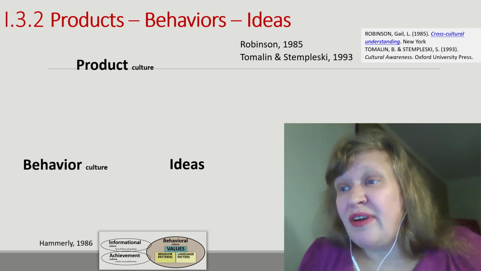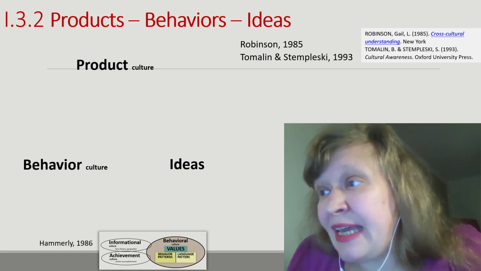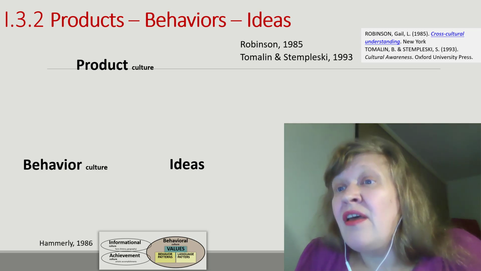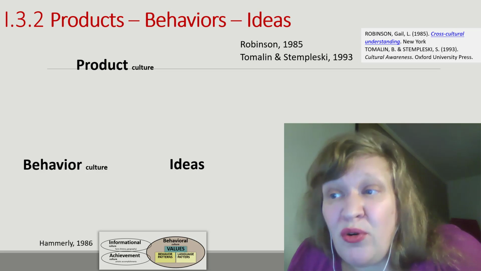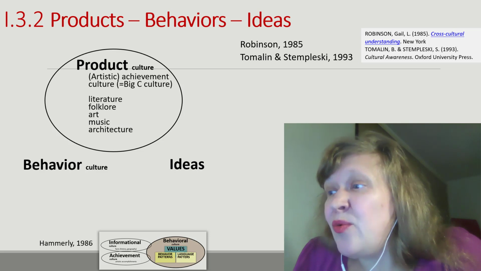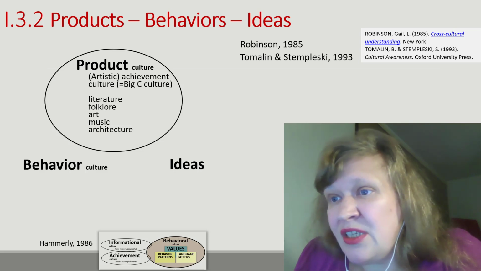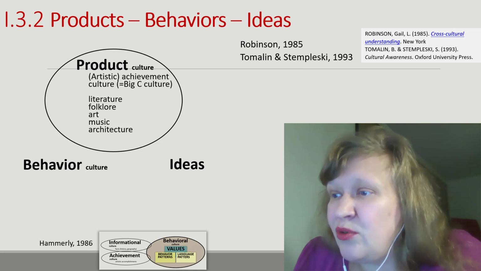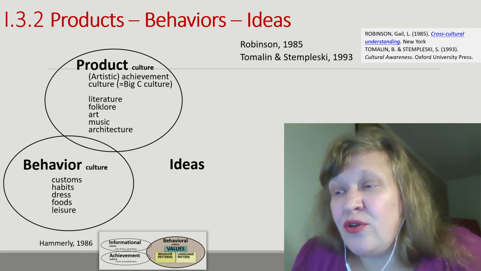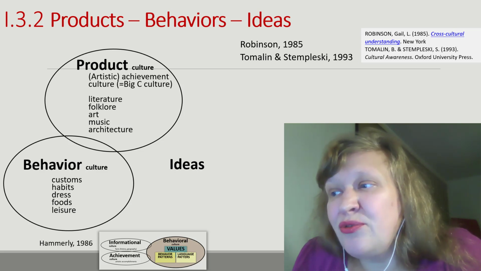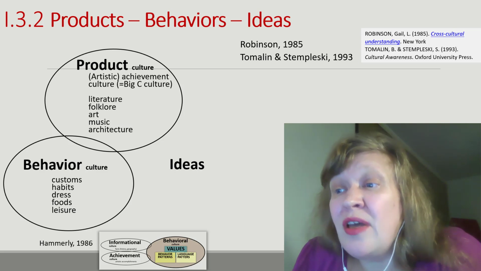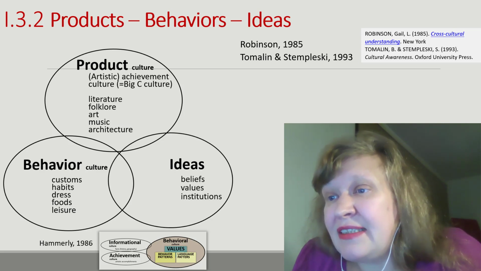Based on these categories, Tomalin and Stempleski suggested another threefold typology of culture. This typology comprises product culture, or achievement culture, or big C culture, which refers to artistic achievements, literature, folklore, art, music, and architecture; behavior culture, which refers to customs, habits, dress, foods, and leisure; and ideas, referring to beliefs, values, and institutions.